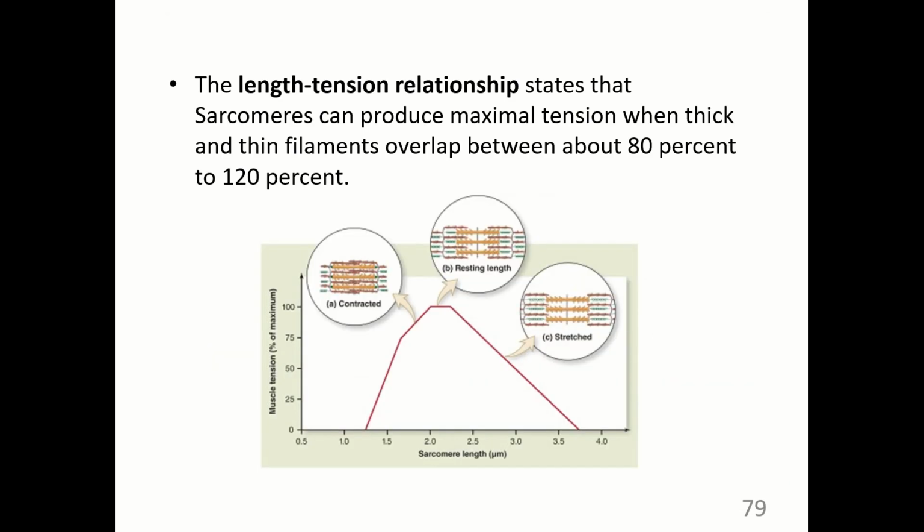The length tension relationship states that sarcomeres can produce maximal tension if the thick and thin filaments overlap between 80% to 120% of their resting length. So this is their resting length. So basically they have this optimal overlap that they will have when they're at rest in order for cross-bridge cycles to form once the excitation contraction coupling has occurred.